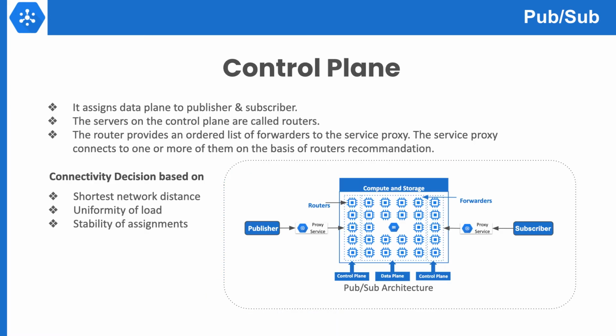First is control plane. Its main role is to assign data plane servers to publishers and subscribers. The control plane decides data plane connectivity on the basis of shortest network distance. The network distance is a measure of latency on the connections between 2 points. Shorter network distance would reduce latency and deliver faster.